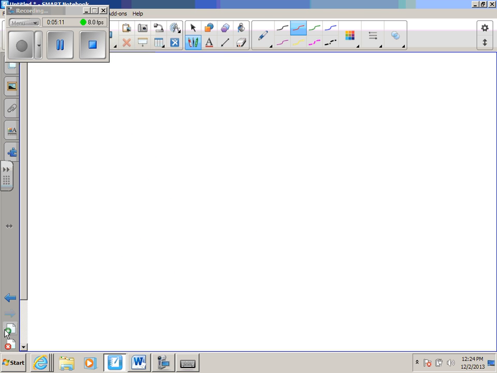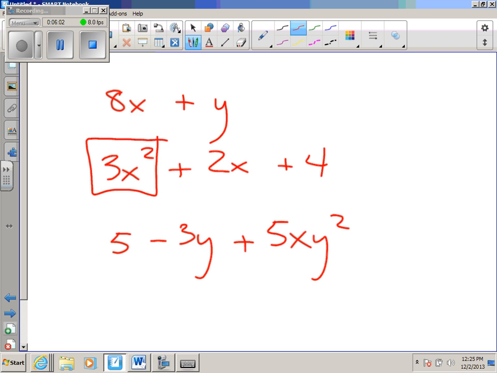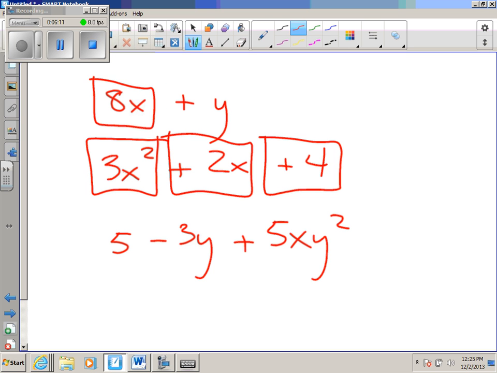Now they go on to say expressions like 8x plus y, 3x squared plus 2x plus 4, 5 minus 3y plus 5xy squared. These are all examples of polynomials. Because what monomials make up this polynomial? What are your monomials? Yes? 8x and y. Two monomials put in the same sentence is going to give us the polynomial. Here, 3x squared, I also have a positive 2x and a positive 4. The ones we had here were an 8x and a positive y.